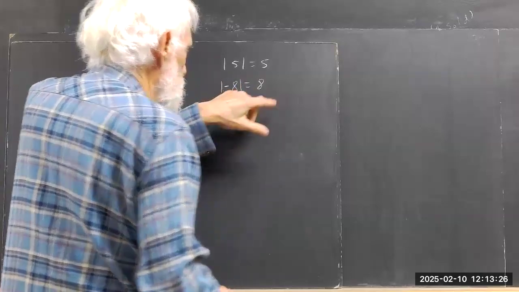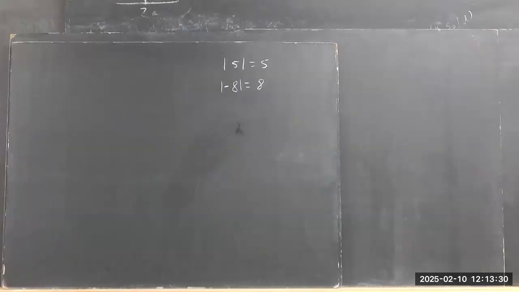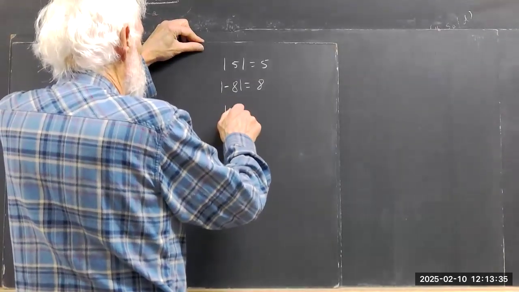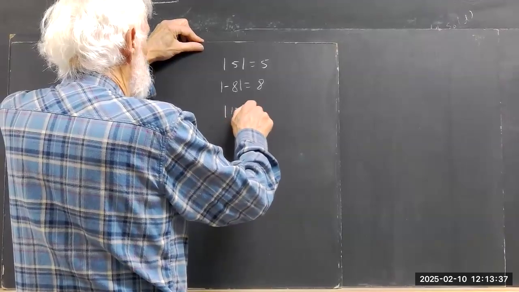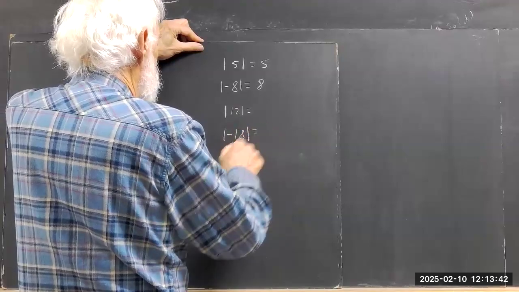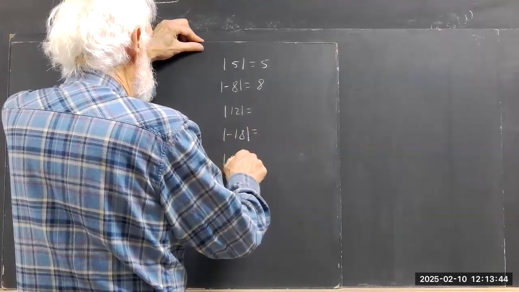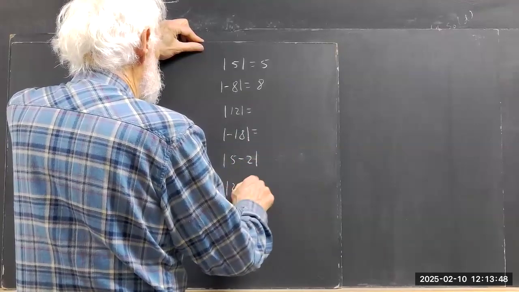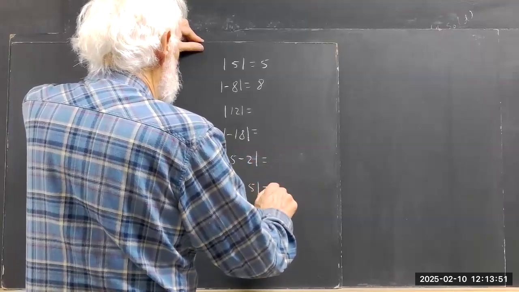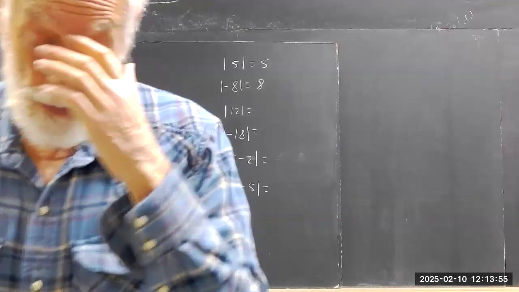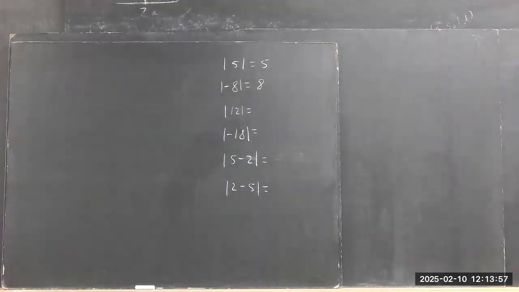The absolute value of -8 is 8. So tell me what you think the absolute value of 12 would be. The absolute value of -18. The absolute value of 5 minus 4 minus 2. And the absolute value of 2 minus 5. Put those down, and tell me what you think the absolute value would be.